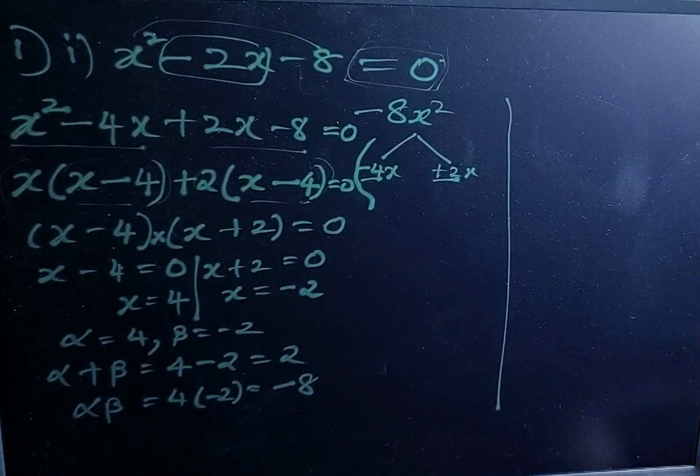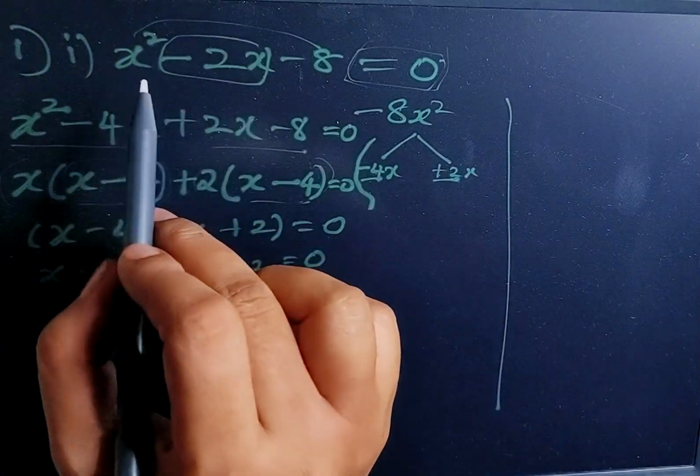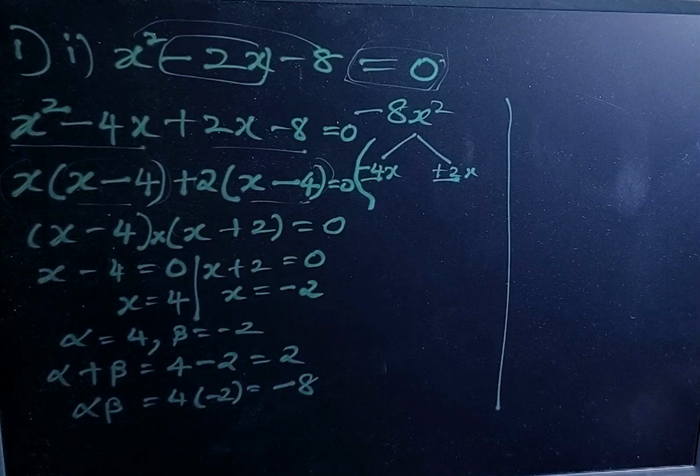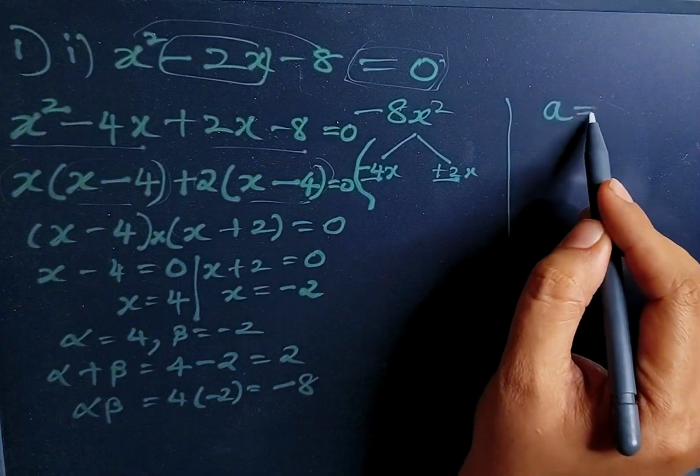Similarly, we will find using the coefficient, sum and product. So if you check the coefficients of the x square, x and constant terms, they are A, B, C. So coefficient of x square is 1, so A is 1.